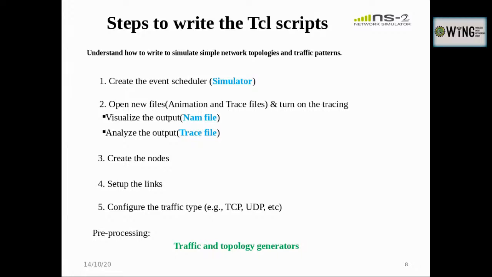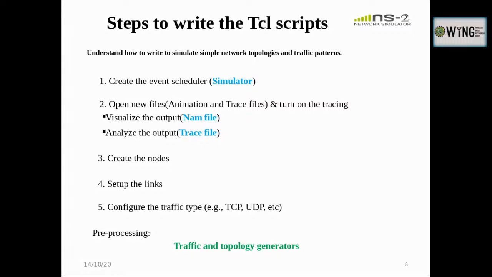I'll tell you the next 3 to 4 steps in the next slide. Let me recall. The first step is we create the event scheduler, which we can call the simulator, the big main class. Within that simulator class, I'm opening 2 important files. One is the animation file, and the second one is the trace file. Why do we require the animation file? To see the output. Why do we require the trace file? To analyze the output.